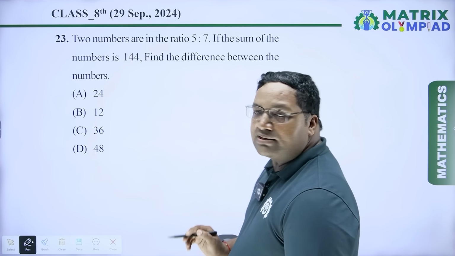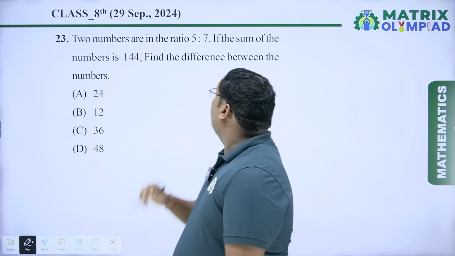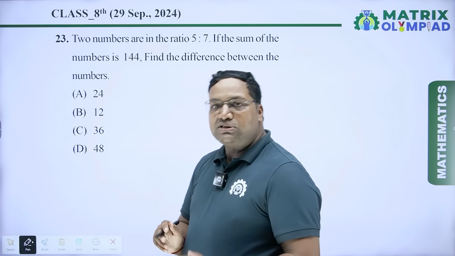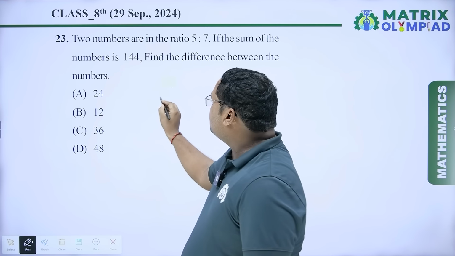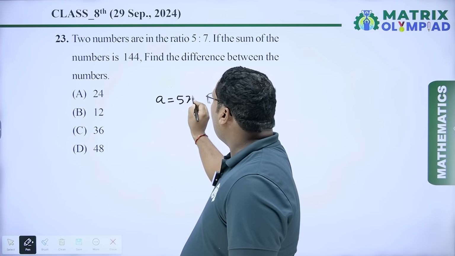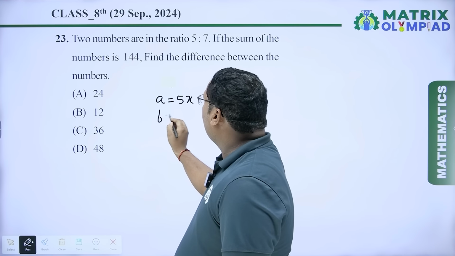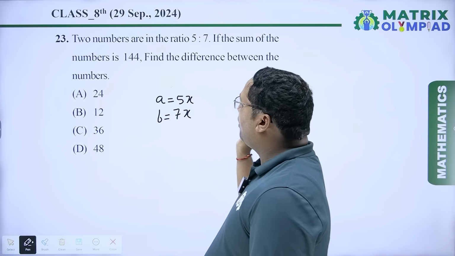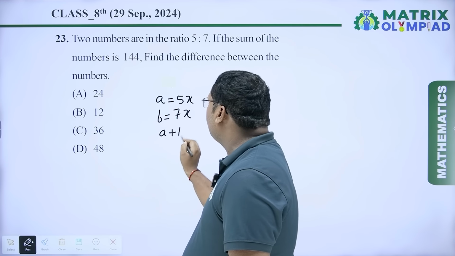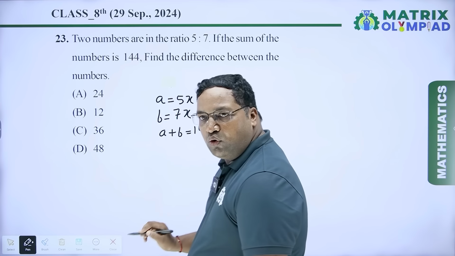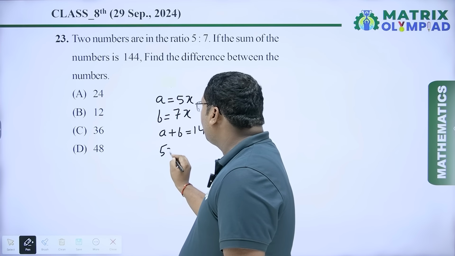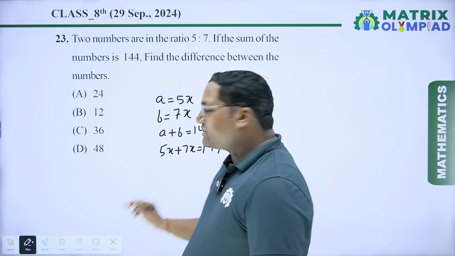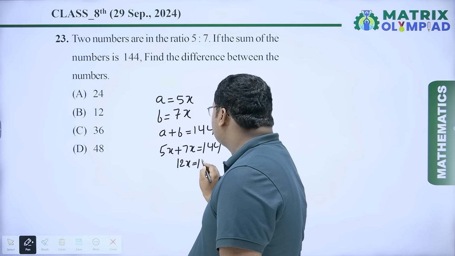Next question is two numbers are in the ratio 5:7. If the sum of the numbers is 144, find the difference between the numbers. So first we have to assume numbers are, so first number is A, which is equal to 5x, and the second number is B, which is equal to 7x. In this question, given that the sum of the numbers, so it means A plus B is given 144. So put the value of A and B, we will get 5x plus 7x is equal to 144. 5x plus 7x is 12x, and 12x equal to 144.